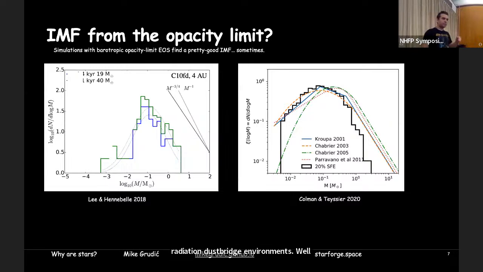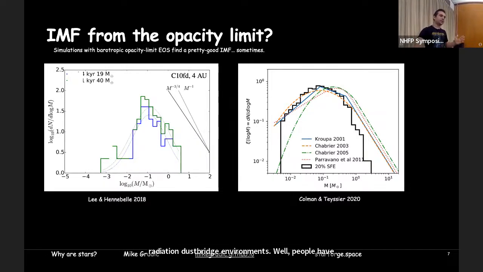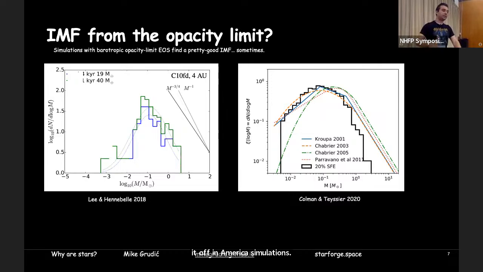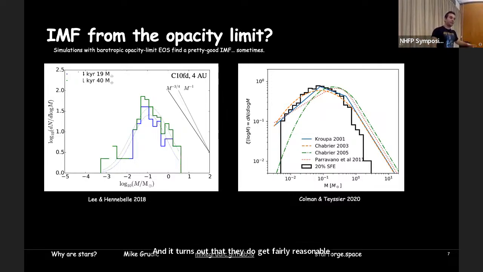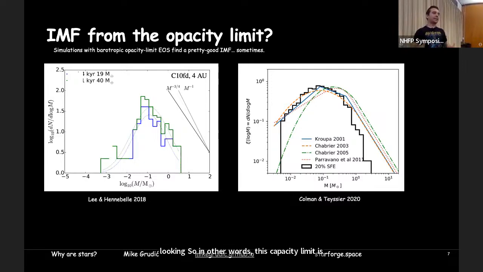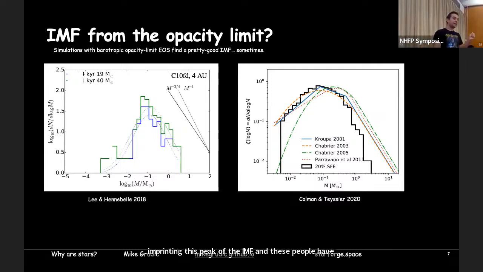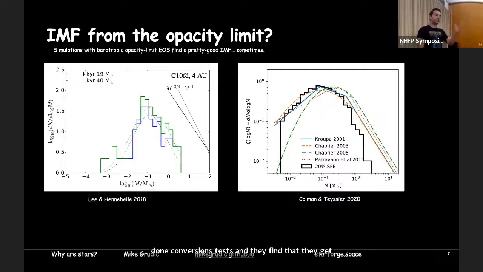But people have taken the effective equation of state from this opacity limit idea and fired it off in numerical simulations. And it turns out that they do get fairly reasonable looking IMFs. So in other words, this opacity limit is imprinting this peak of the IMF, and these people have done convergence tests, and they find that they get something that's essentially independent of resolution. So that's good. There's some physics here.